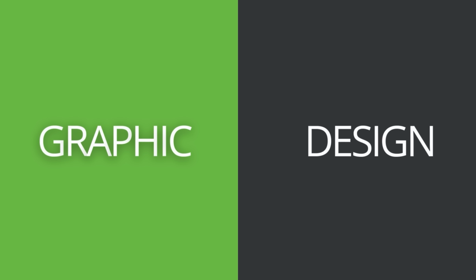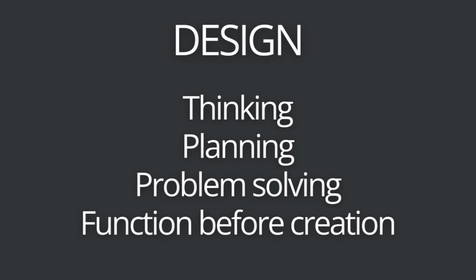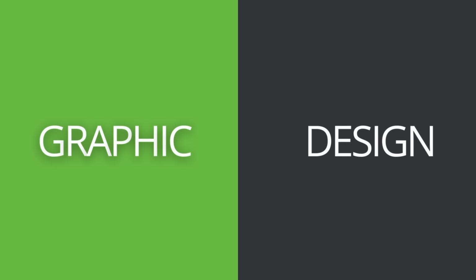The first word is graphic, which equates to visual. It involves imagination, art, and creativity. It is what the audience sees when they see your graphic design. The second word is design itself, which equates to thinking and planning how something should look and function before it is created. It is what the audience will experience when they look at your design. When you combine both words, you get visual problem solving. Together, you get intentional communication. So you are communicating intentionally.